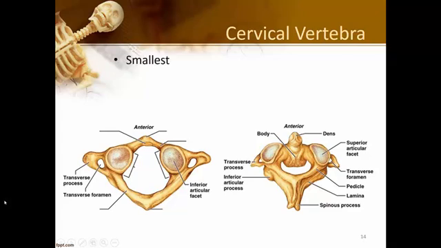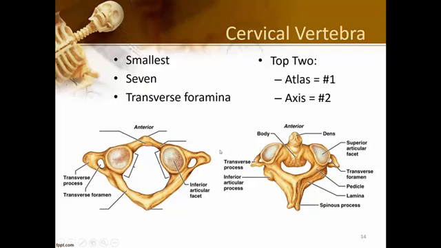The cervical vertebrae are the smallest, in the top 7. They are distinguished because in the transverse process there are tiny little holes called transverse foramina to allow blood vessels and nerves to travel through. The very topmost vertebra is the atlas, and the second one is the axis, and that's what is shown in the picture here.